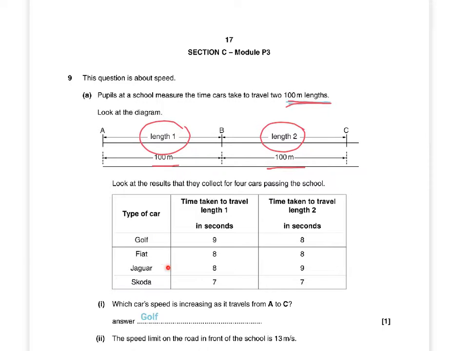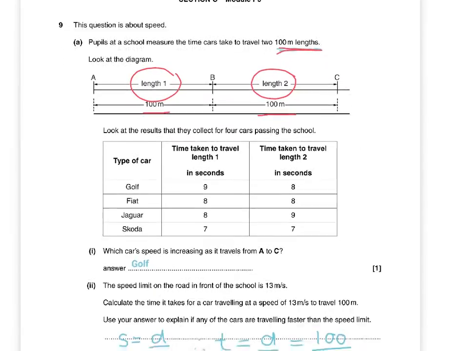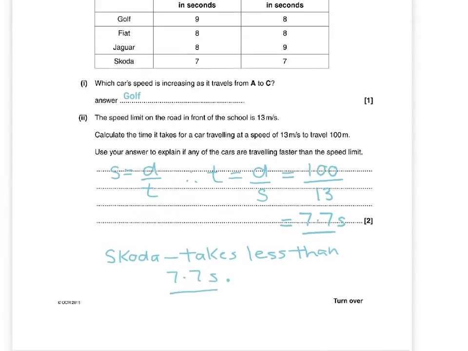So here we have the types of car. We've got a Golf, a Fiat, a Jaguar and a Skoda. We have the time taken to travel length 1 in seconds. So we've got 9, 8, 8 and 7 seconds, and then the time taken to travel length 2 in seconds, 8, 8, 8, 7. So we've got some times in seconds, so the shorter the time, the quicker the car was travelling.